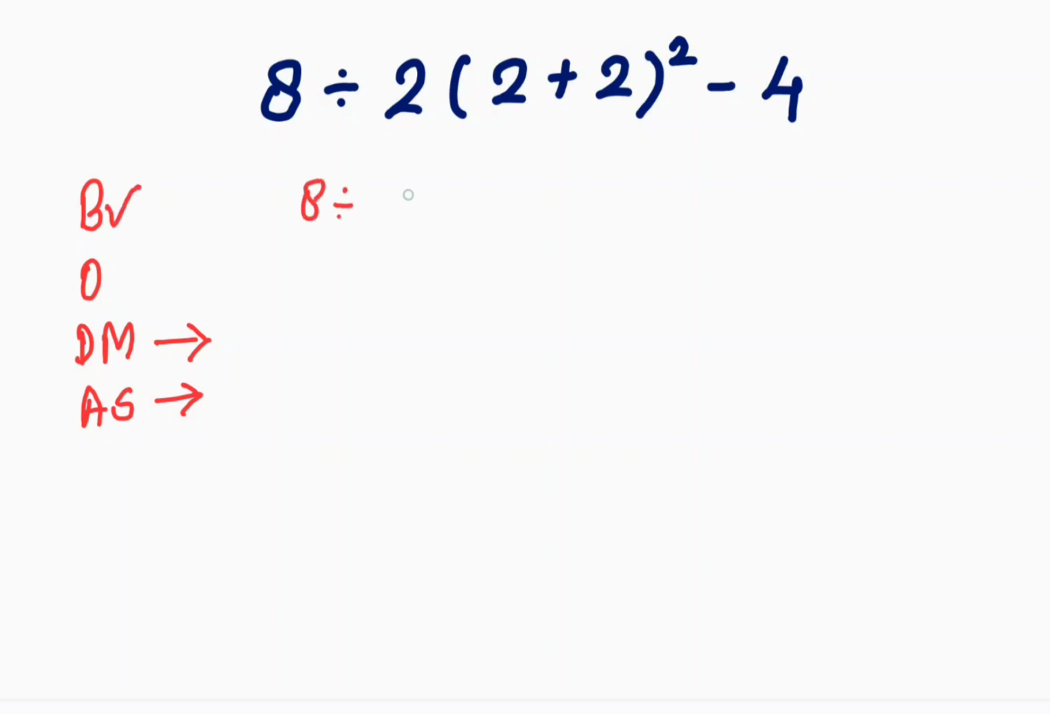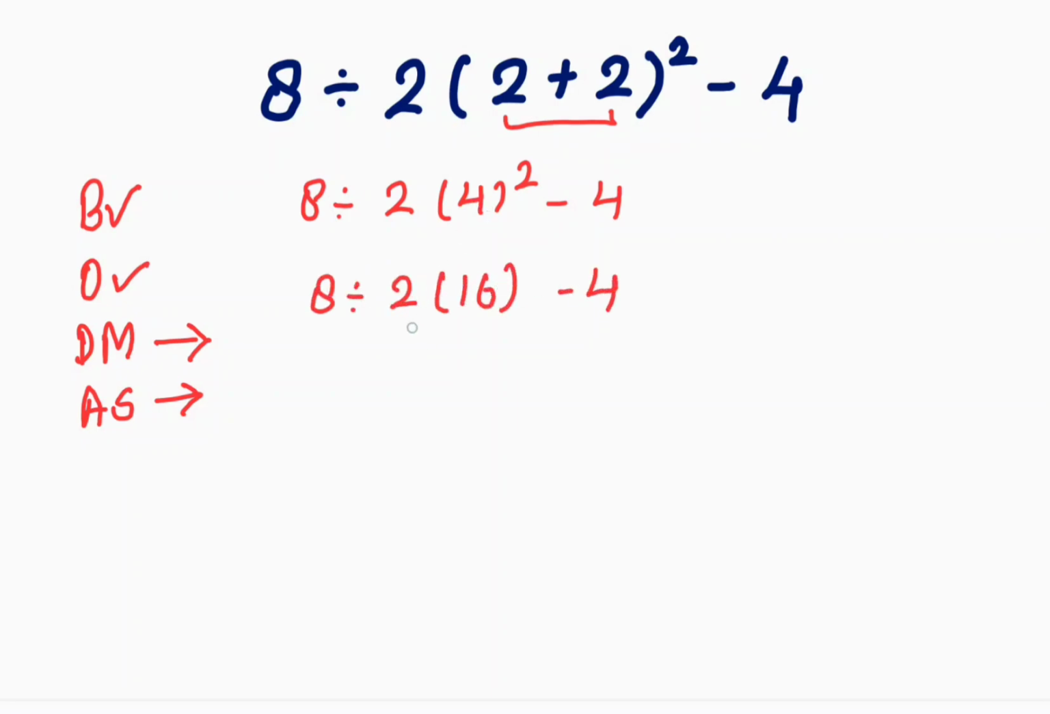This becomes 8 divided by 2 into 2 plus 2, which becomes 4 square minus 4. Next we solve for order, or exponent. That means 8 divided by 2 and this 4 square is 16, minus 4. Whenever a number is given and on its right side a number in bracket is given, that means it is multiplication. So you can also write this as 8 divided by 2 into 16 minus 4.